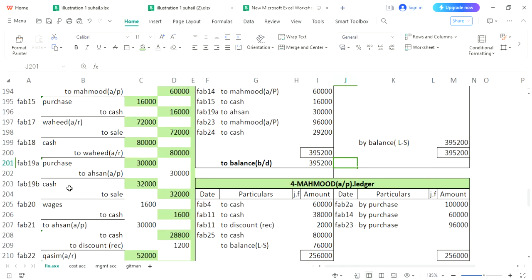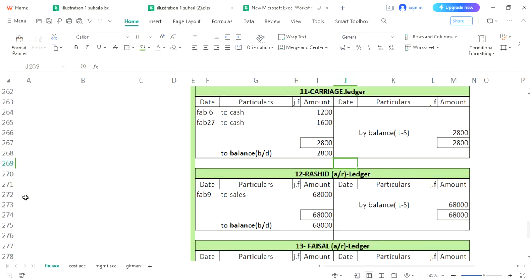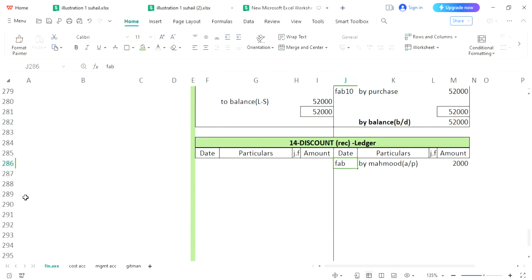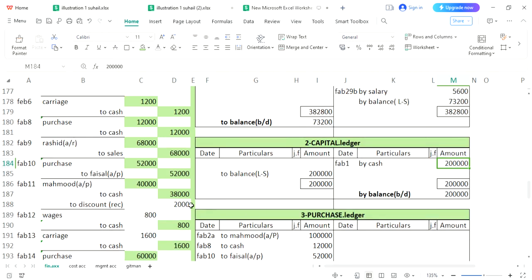See the date for this 2000, it is February 11. Put the date in the date column. February 11, the date is written, the reference is given, the amount has been posted, so the entry including 2000 is completed, so mark it as it has been done.